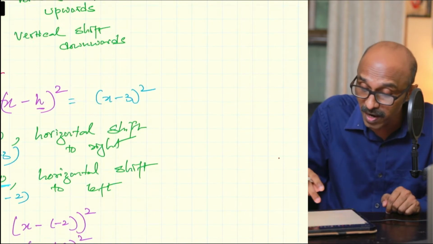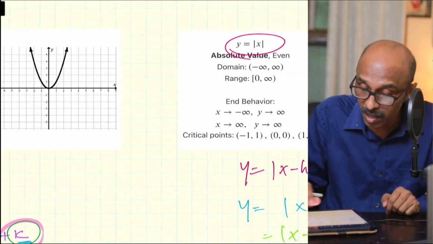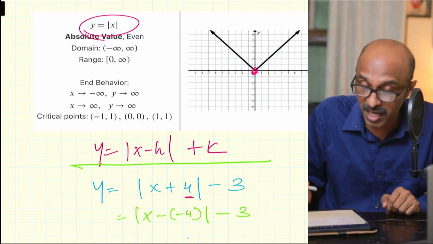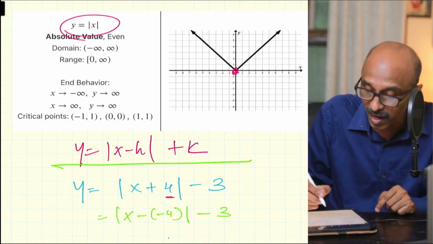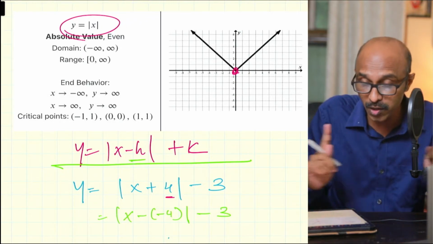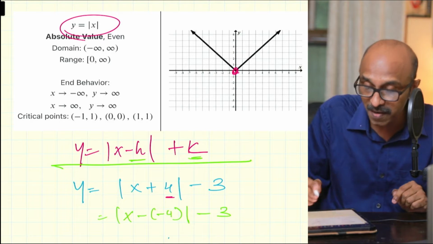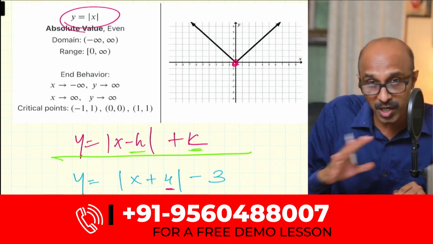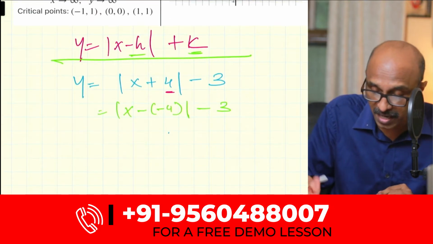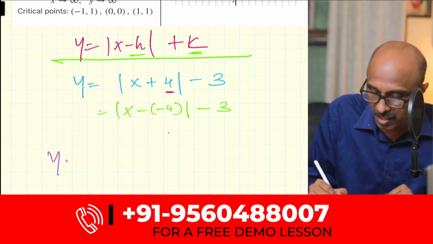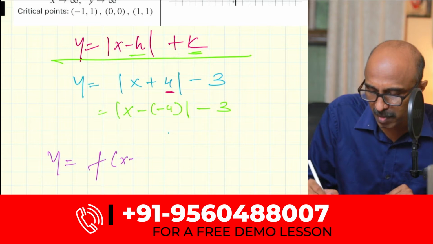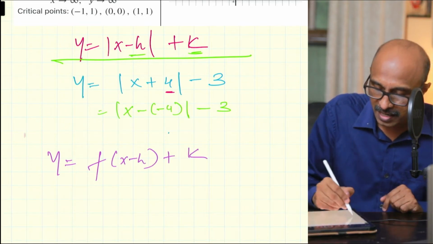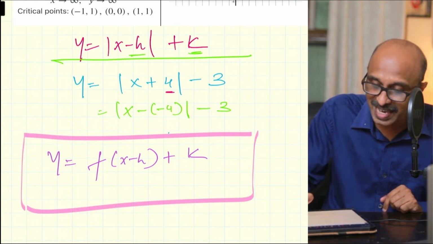And we saw a very similar idea even for the parent absolute value function, where this equation, absolute value of x minus h, plus k, again gave a very similar idea, h affecting the horizontal translation and k affecting the vertical translation. And you know what? The same thing can be generalized for any function, meaning you can write y is equal to f of (x minus h) plus k, and this equation can be used for any function.